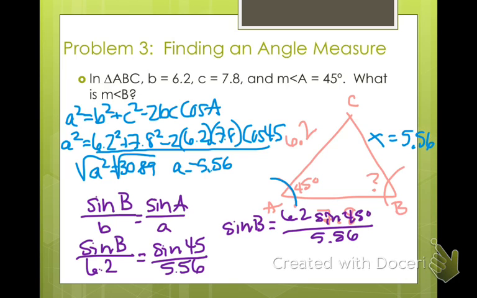Go ahead and put that into your calculator, simplify, solve. Make sure you use your inverse sine, so inverse sine of that. So the measure of angle B should be 52 degrees. Alright, if you didn't get that, come see me or send me an email or something so that I can help you figure out where you got lost.